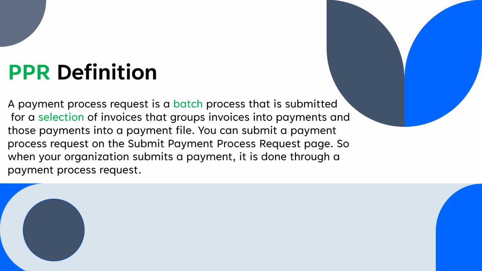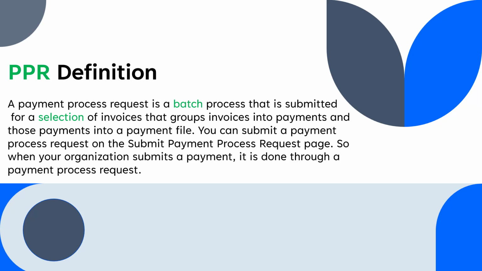Payment process request is a batch process that is submitted for a selection of invoices that groups invoices into payments and those payments into a payment file. You can submit a payment process request on the payment process request page. When your organization submits a payment, it is done through a payment process request. For each payment process request, you can specify the selection criteria, payment attributes, and processing options.